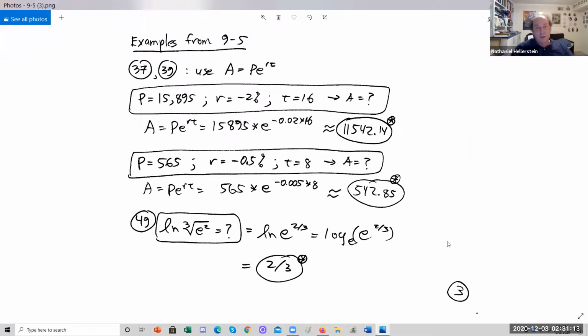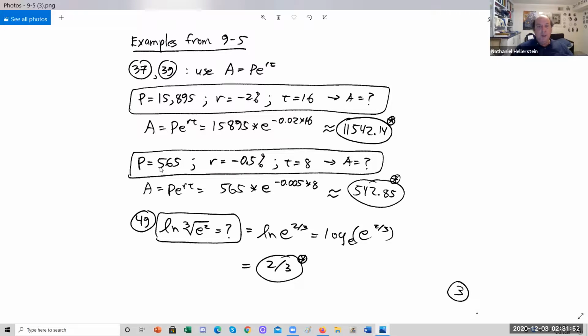All right, so here are some examples. We'll use the continuous compound interest formula, A equals P e to the rt. We have this $15,875 principal. It's decaying at a rate of -2%, and this goes on for 16 years, compounding continuously. What's the later amount? Well, it's P e to the rt, 15,875 times e to the -0.02 times 16. And after running it through the calculator, you get 11,542.14.